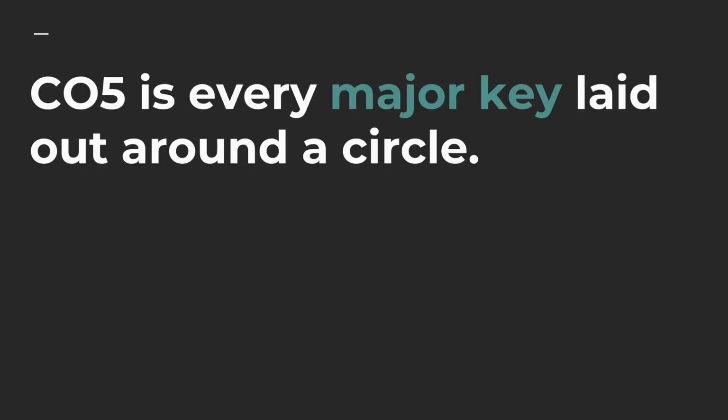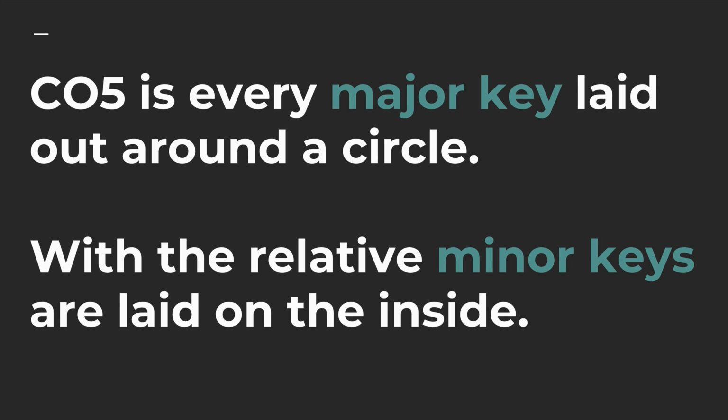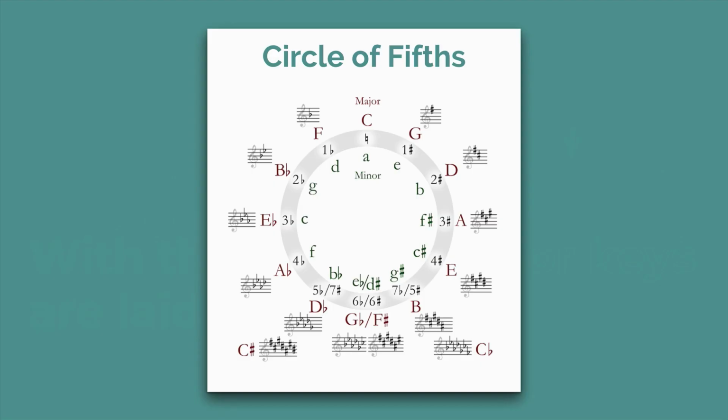So we already know from a previous video that the circle of fifths is every major key laid out around a circle. But also inside of that circle are the relative minors. Let's look at that now. C major's relative minor is A minor, G major's relative minor is E minor, and F major's is D minor. They're exactly the same notes, but they're played starting from a different point, where we treat gravity from a different point.